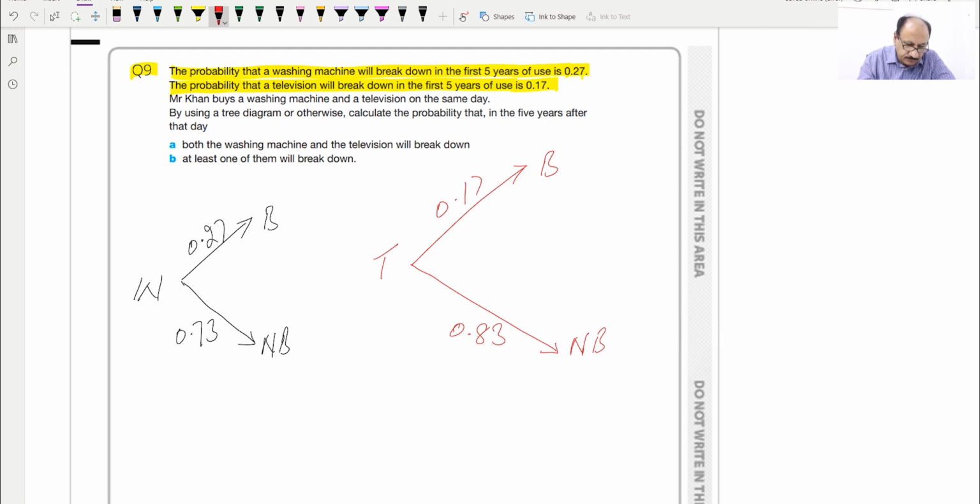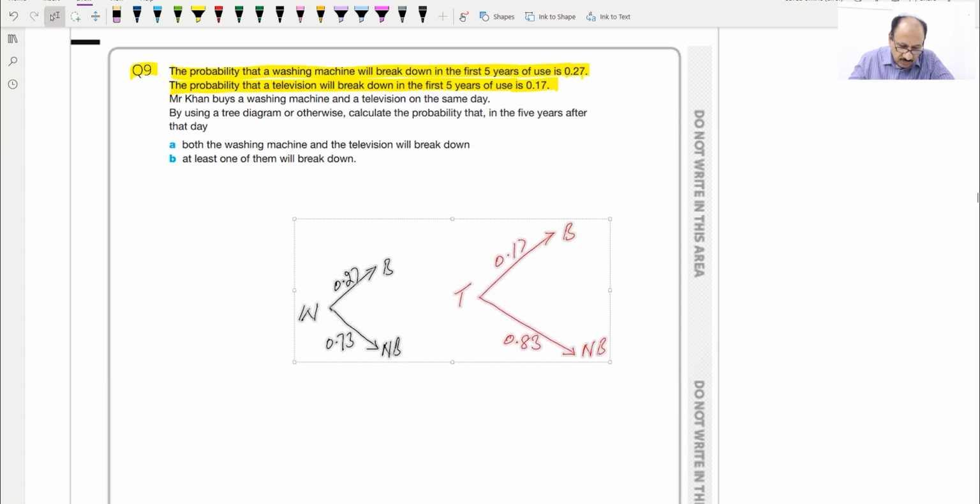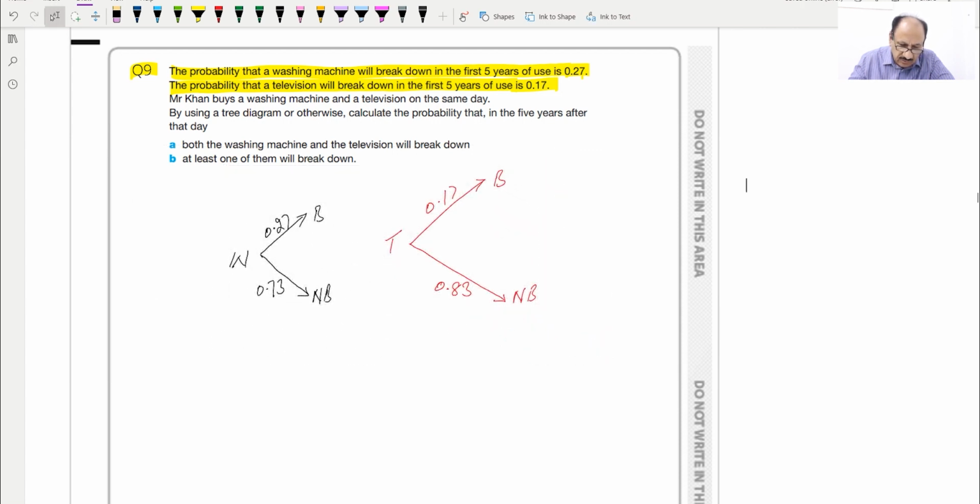This is done. Now next what we can do is I will just reduce the size, and then A part. Then they're saying Mr. Khan buys a washing machine and a television on the same day.